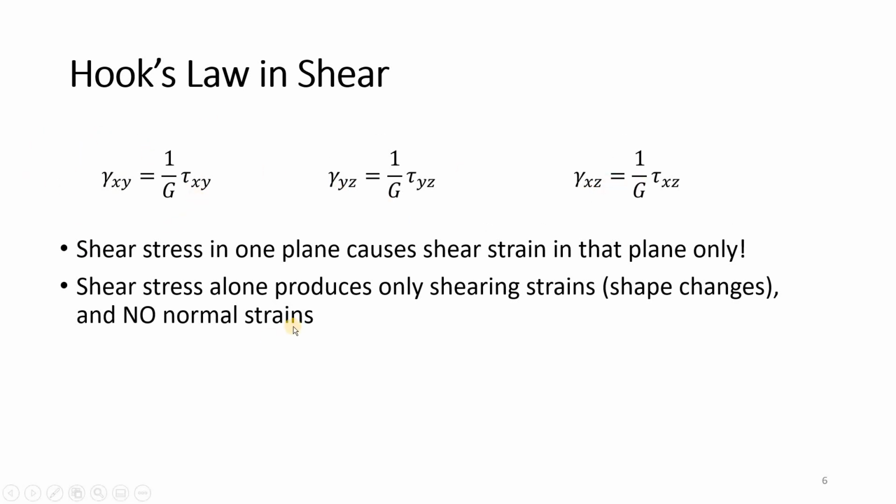Now, when only shear stresses are acting, with no normal stresses, they produce only shearing, only shape changes, and no normal strains are produced. So shear stress only produces shearing strains, and there are no interactions between shearing strain and normal strain. A normal stress only produces normal strains, and a shear stress only produces shear strains.